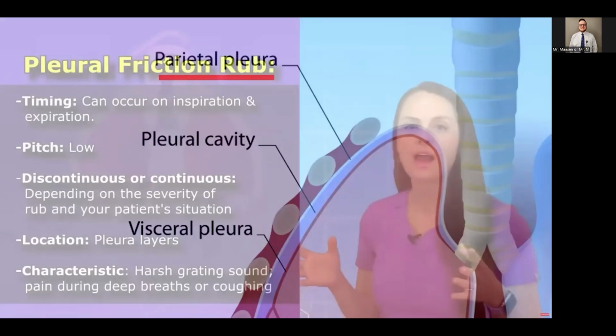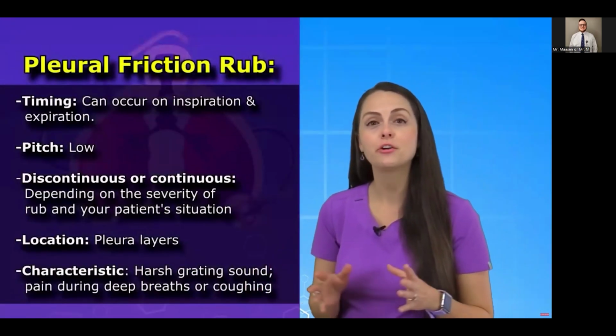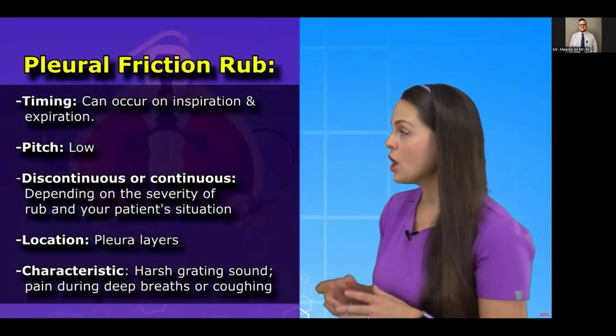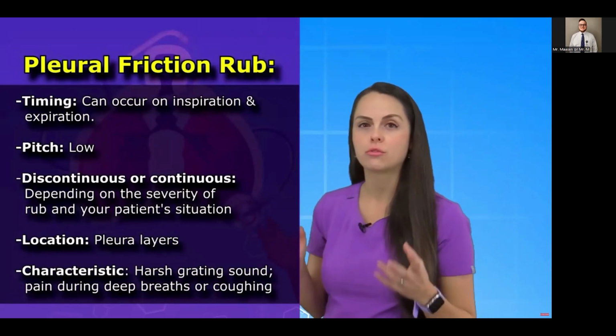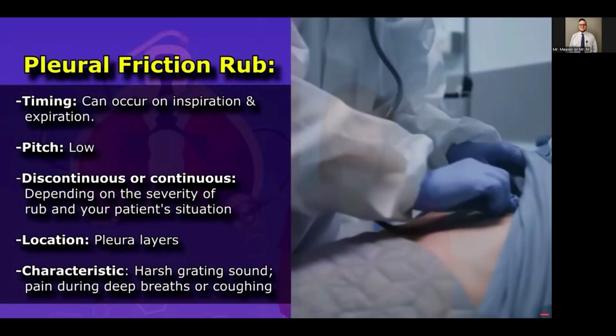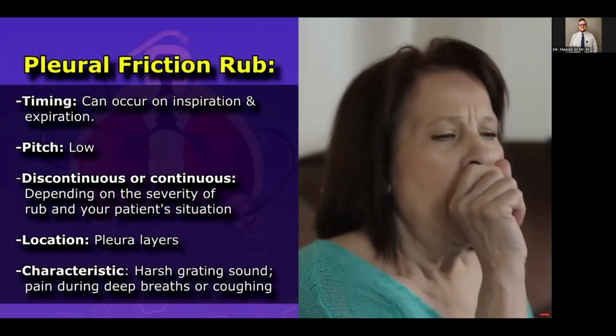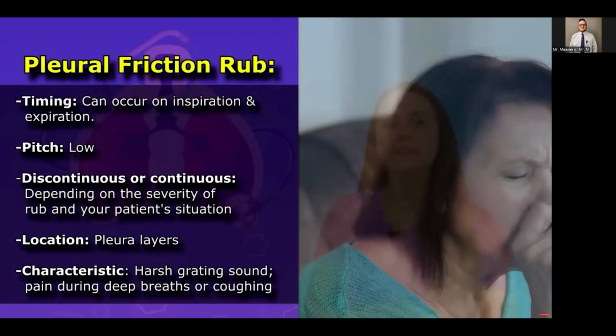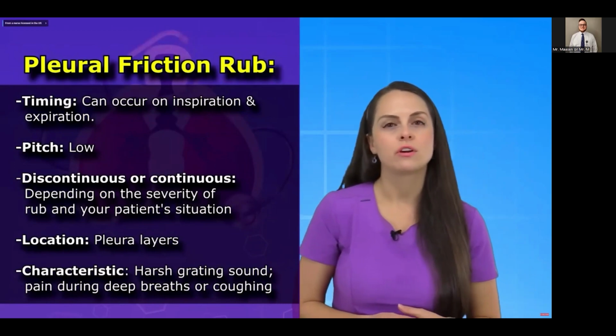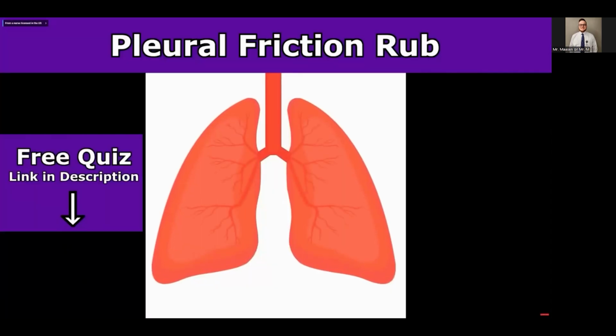In addition, it's going to have a defining characteristic that you're going to be able to note on auscultation. You're going to hear this harsh grating sound. In addition, your patient's probably going to have pain, especially when they take deep breaths in or they cough. Now let's listen to that audio of a pleural friction rub again.